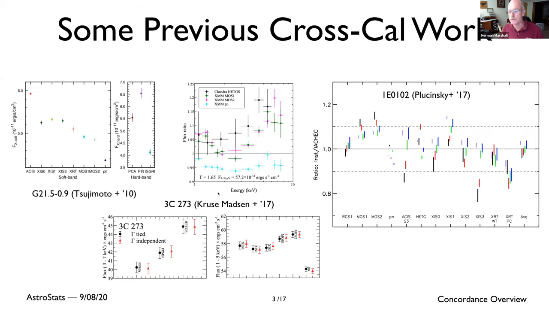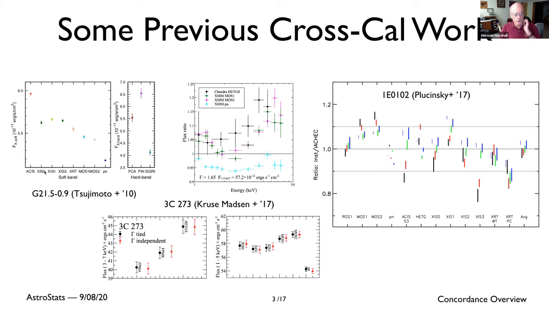Some examples of what we've done in cross calibration so far. On the left, upper left here, we have an early paper. These are all a product of the IACHEC, the International Astronomical Consortium for High Energy Calibration, which is a group of calibration scientists around the world working on different X-ray telescopes. We get together on a regular basis and compare our results.